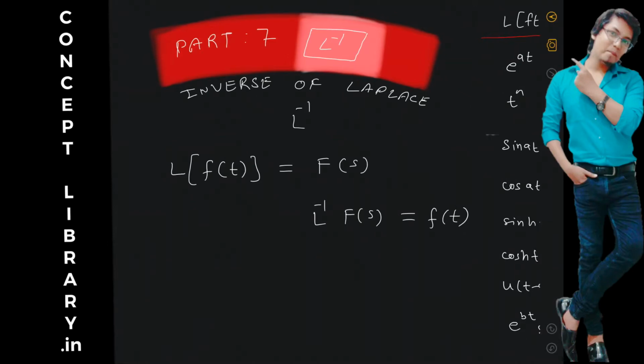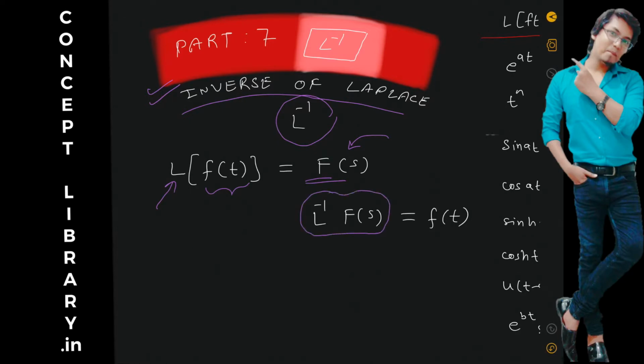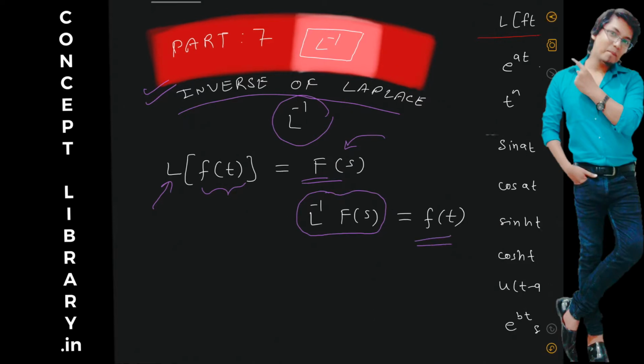So here we go for part 7, and from part 7 we are starting inverse of Laplace. The symbol will be L inverse. As we know, L is the symbol for Laplace transformation, and if we are transforming our function f(t) from time domain to frequency domain, we use this symbol, capital S F. Then L inverse is used for inverse Laplace, and our answer will be in terms of f(t), like time domain.